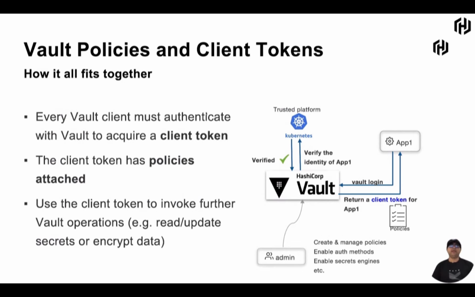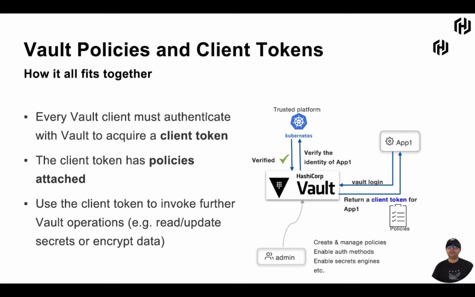Let's see how Vault policies and client tokens fit together. Most Vault operations require a valid token. For example, to read secrets from Vault, the read request must be accompanied by a valid token. The token has one or more policies attached which dictate what operations are allowed. To get a token, each Vault client must authenticate with Vault. Upon successful authentication, Vault will issue a token. The client can use the token to make requests through the life of the token.